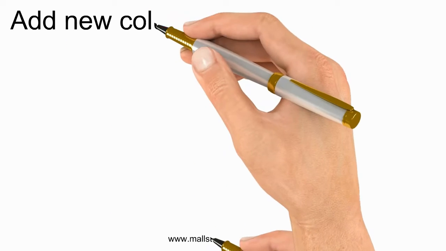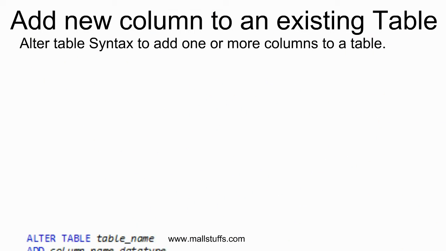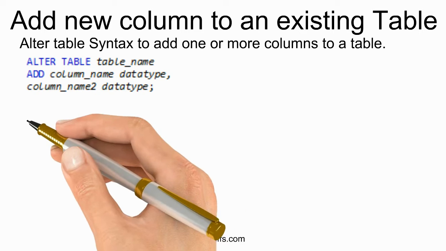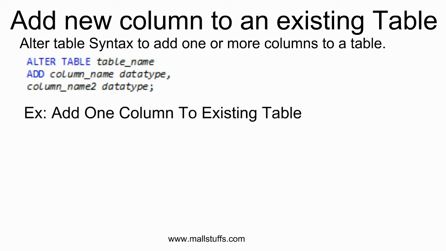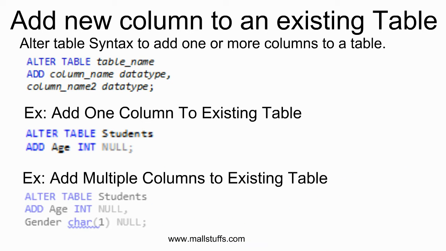Add a new column to an existing table. The alter table syntax to add one or more columns to a table is: alter table table name, add column name data type, column name2 data type. Below is the example to add one column to an existing table, and this is the example to add multiple columns to an existing table. Let us see this with the help of an example.